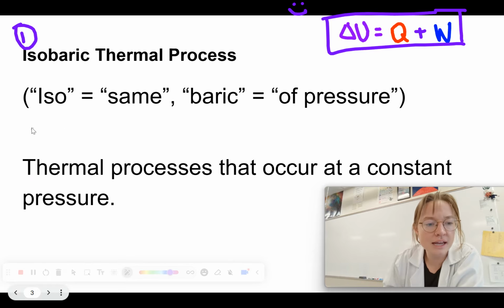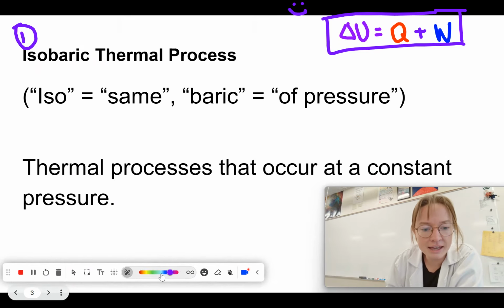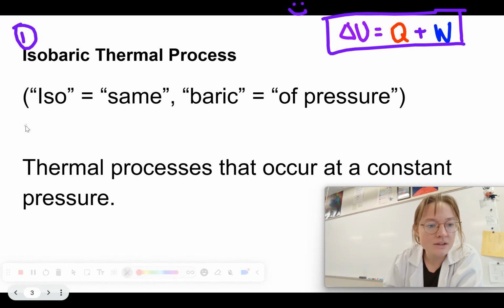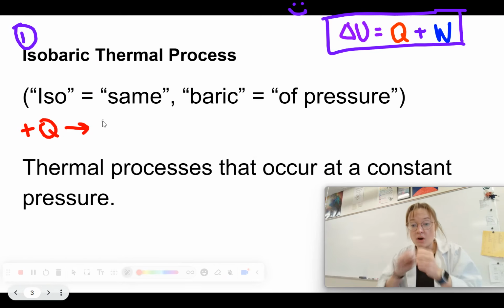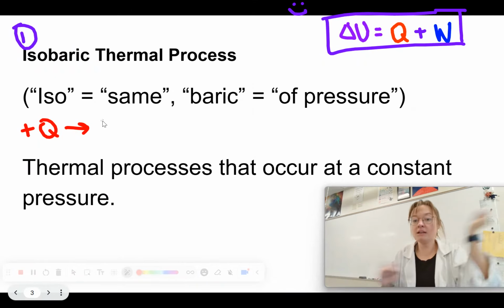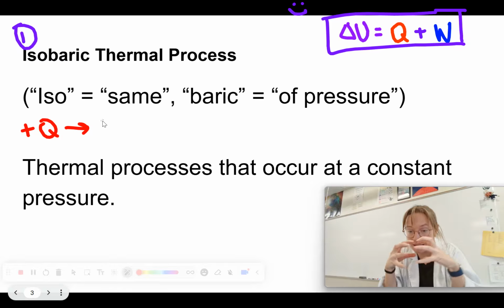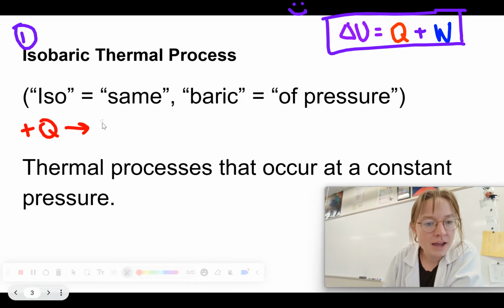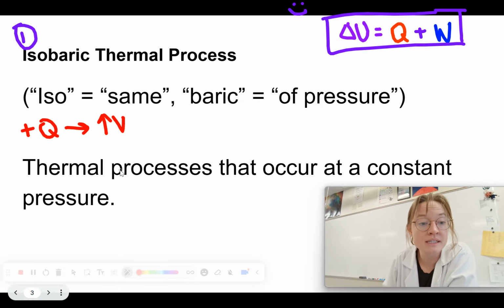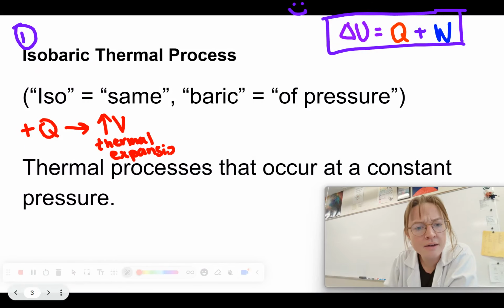The way this goes is you start by adding in heat. I like to do heat in red. So we put heat in. After you put heat in, this makes all of the particles start to move a whole lot faster, and they're hitting on the walls of the container. As they hit the walls, they're going to cause this thing to expand. So we add heat, we get some thermal expansion, and your volume increases substantially due to thermal expansion.